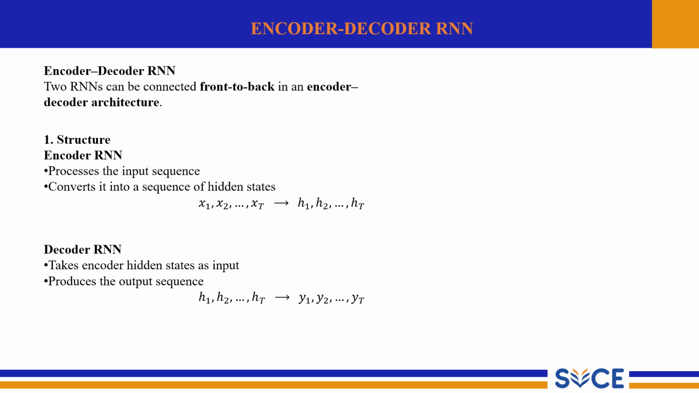So the encoder and decoder structure allows the model to first understand the entire input sequence and then generate a meaningful output sequence based on that understanding. This separation makes it very powerful for tasks where input and output sequences are different.